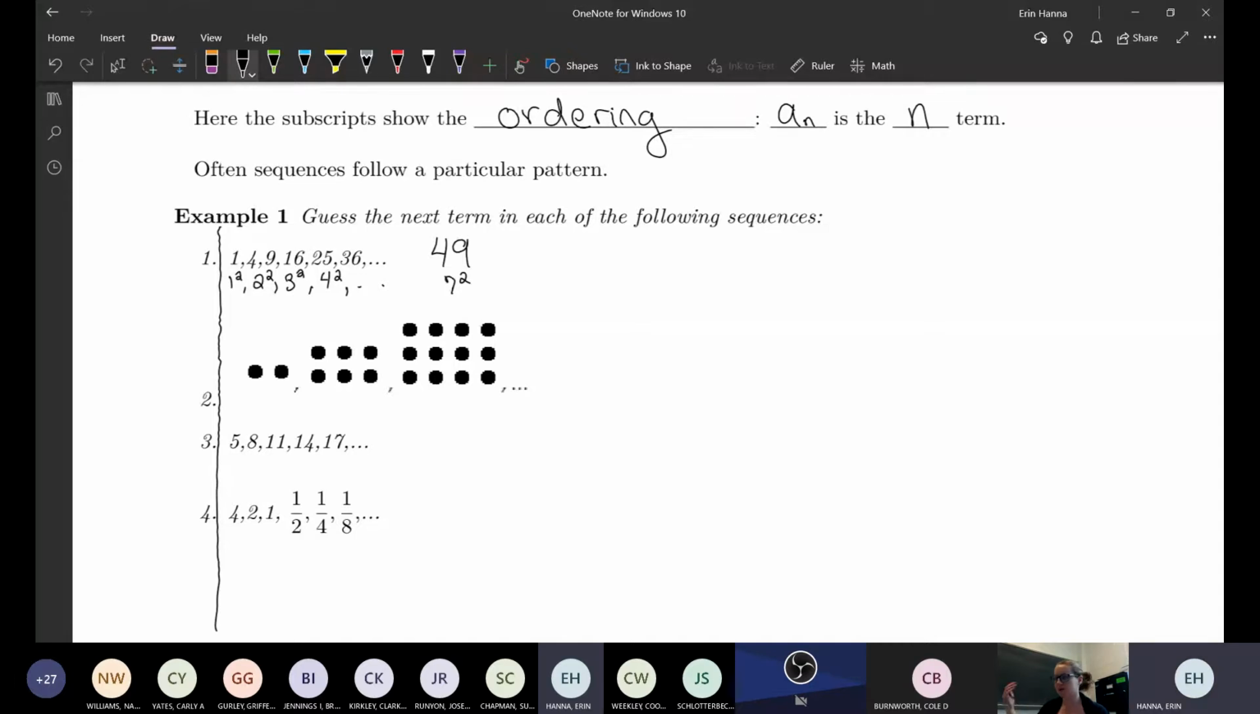And sequences don't necessarily have to be numbers. They can be anything. So even this collection of dots can be a sequence here. If we look at what's happening between each consecutive term, essentially we're adding on an extra piece to the end and then adding an extra row, adding on an extra piece to the end and then adding an extra row. Well, other pieces to the ends, I should say.